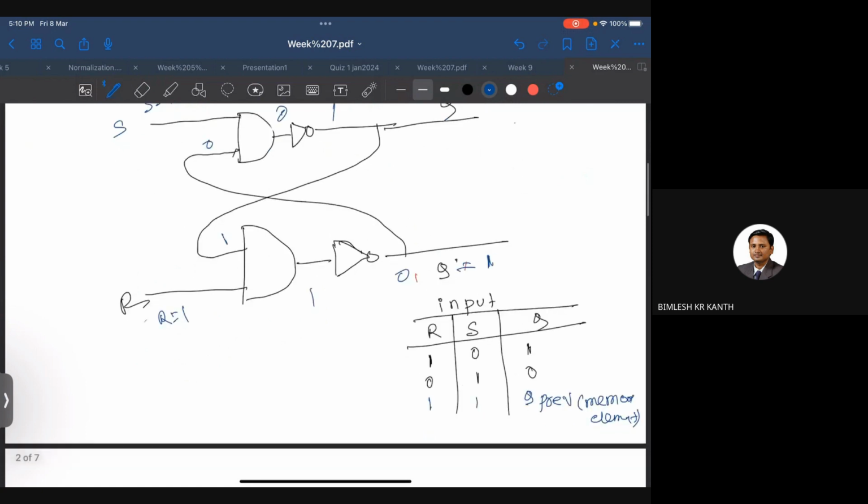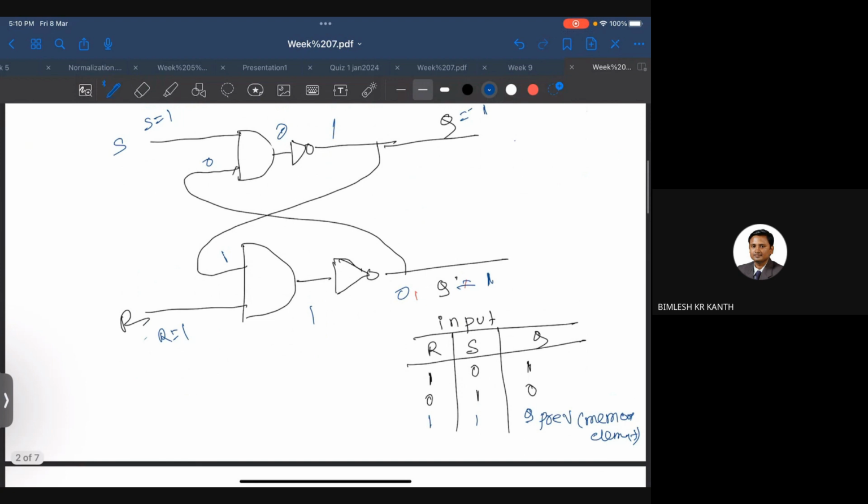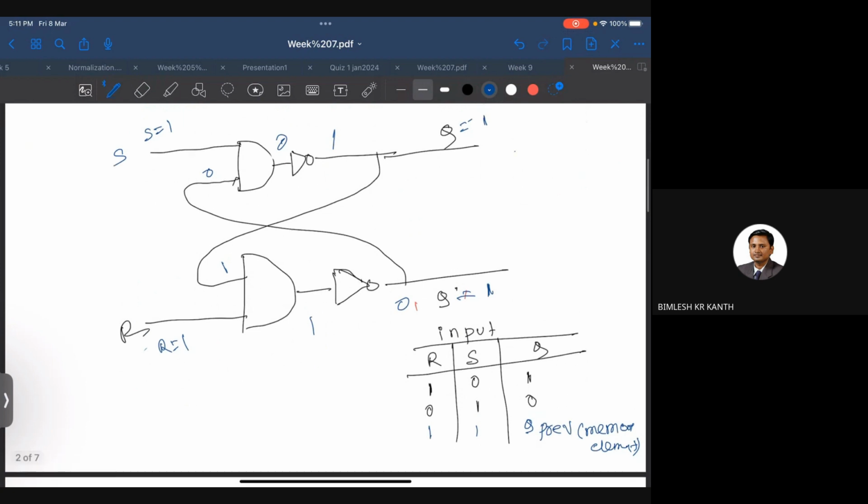I think you understand this. What do you mean when we say Q previous? Q previous means whatever the previous value was. So if we assume Q equal to 1, then after the next you can see that Q will be 1, right? It is the previous value it was there.